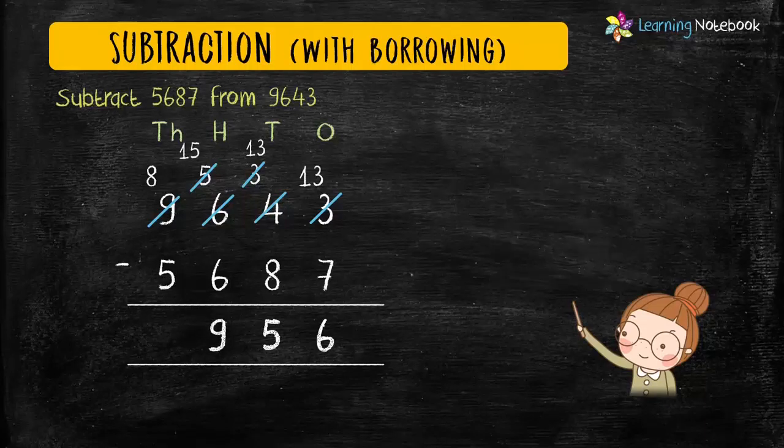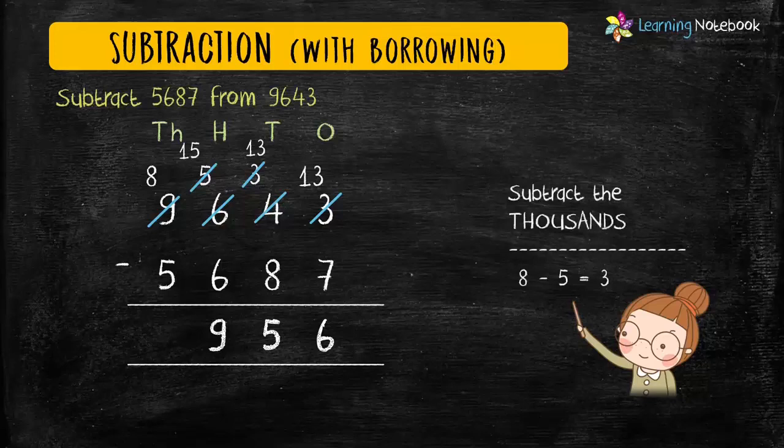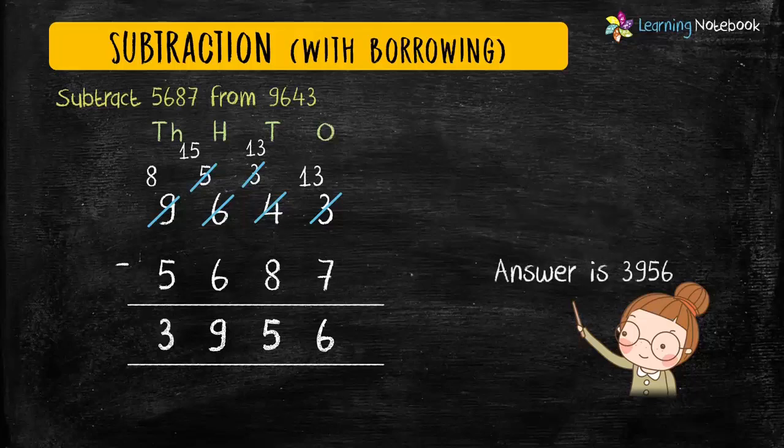And in the end, let's subtract the digits at thousands place. 8 minus 5 equals to 3. So our answer is 3956. So students, I'm sure you have understood how to do subtraction of 4-digit numbers with borrowing.